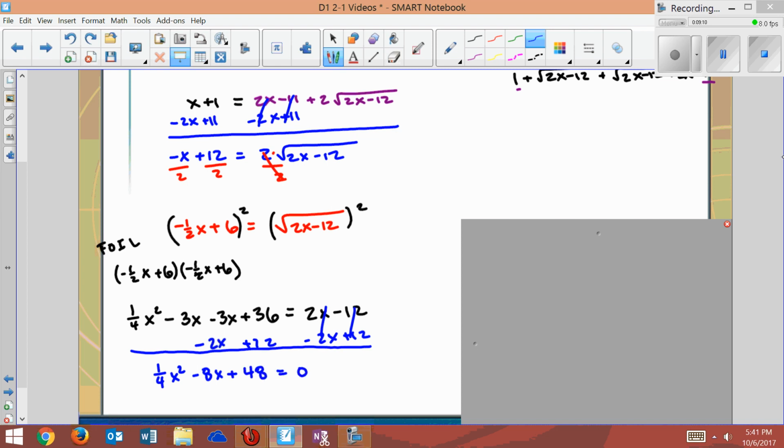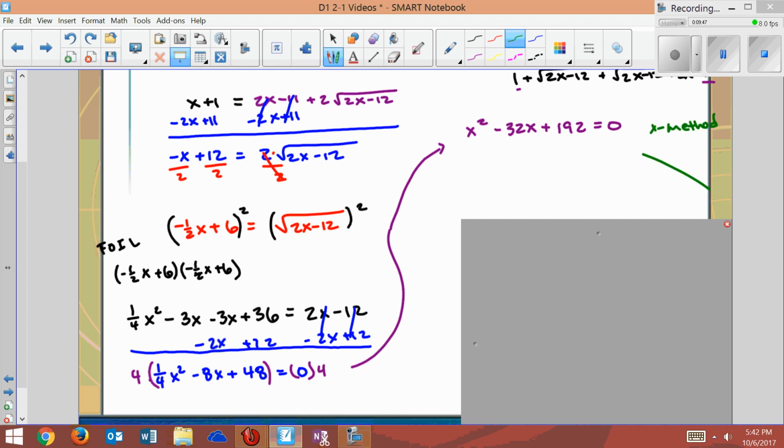Wow. Now, we're in an x method. But to get this x method in properly, I'm going to make this become 1. I can do that by multiplying everything by 4. If I multiply both sides by 4, I should get x squared, no, not plus, I'm sorry, minus 32x plus 192 equals 0. And now I can x method, and I'll be done.